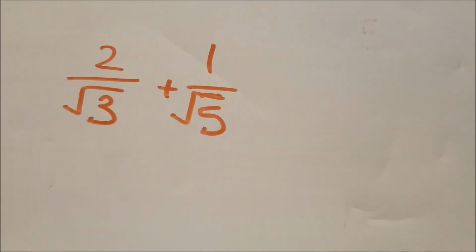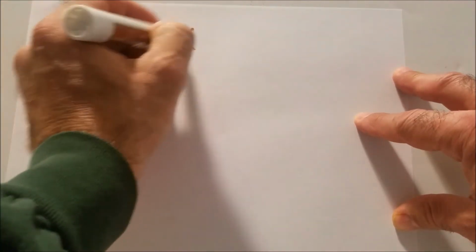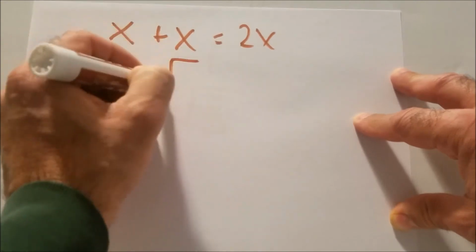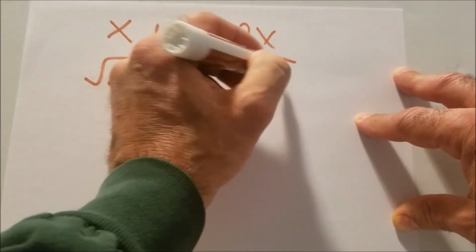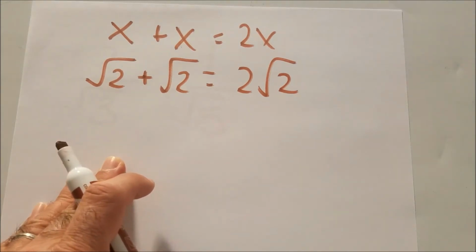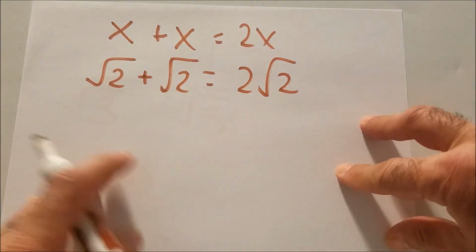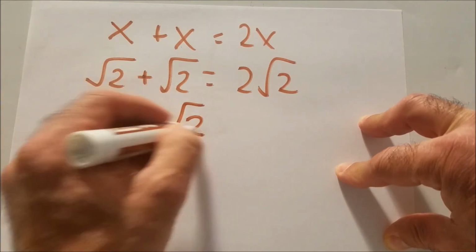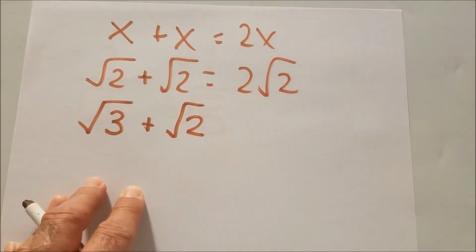Remember, in addition, let's look at some rules in addition before we go on. So just treat it like we would treat variables. Remember, we said x plus x is 2x, right? So if we said the square root of 2 plus the square root of 2, well, that's 2 square root of 2. It's not the square root of 4, right? This is not multiplication. And remember, we can't add unlike terms. Like the square root of 3 and the square root of 2, we can't add them together. That's like saying x plus y.